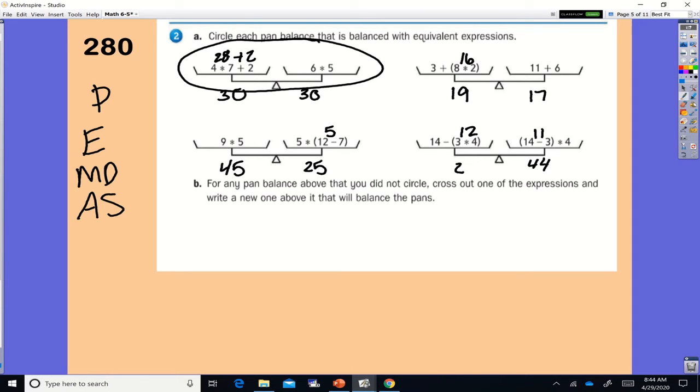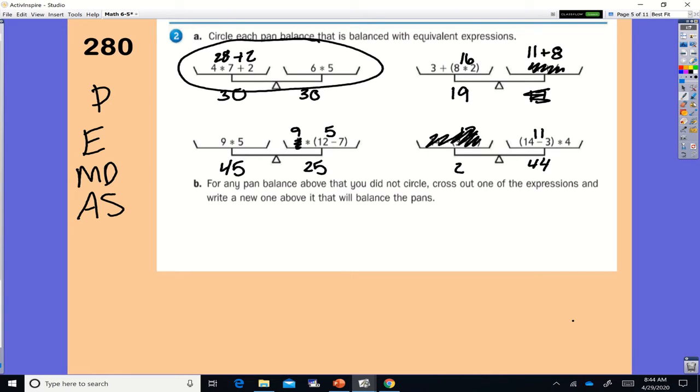So right here, I am going to actually cross this one out, and I'm going to do 11 plus 8. See, now these two are balanced. We see that now? They both equal 19. Well, I have 45 here. I'm going to actually keep this 5, and I'm going to make this a 9. Because 12 minus 7 gives us 5. 9 times 5 is 45. Now it's equal. Same thing with this one over here. So I'm going to keep my 44.